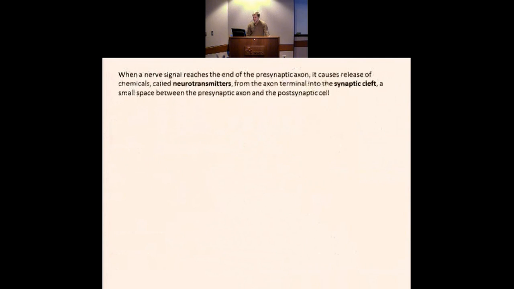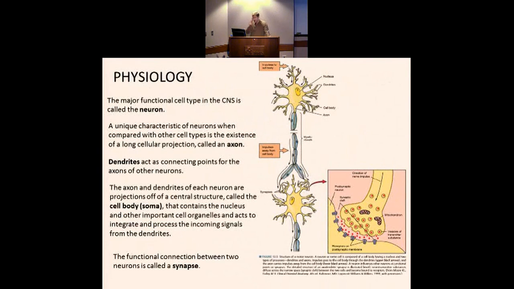That's a lot, and it's kind of boring. Let's see, physiology. Again, this goes down to the cellular level. I would be very surprised if they ask details on this, but from a big picture view, you should know it in case they ask about things. The major functional cell of the central nervous system is called the neuron. A unique characteristic of neurons, compared to other types of cells, is that they have this long cellular projection called an axon.